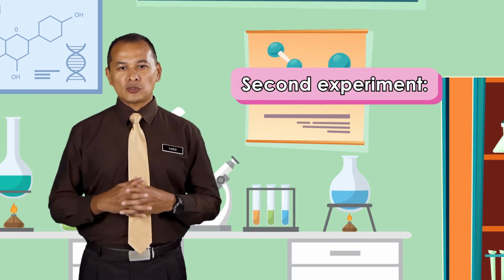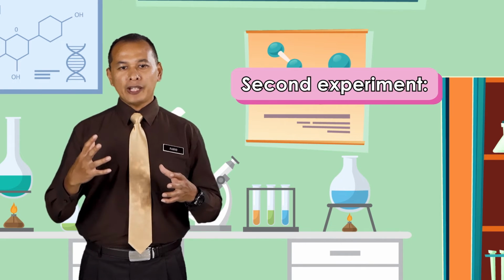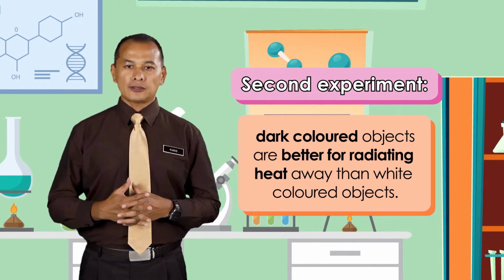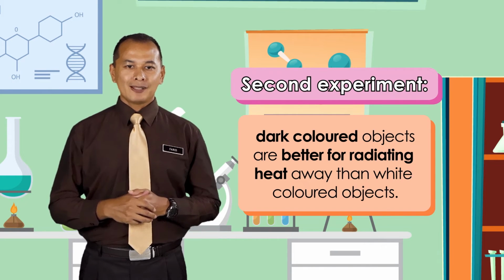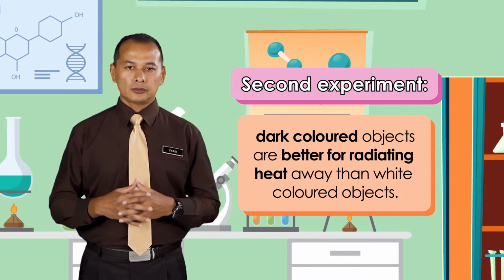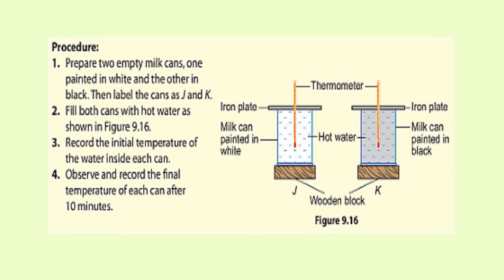Our second experiment is to find a good heat radiator. This experiment is to prove that dark-colored objects are better for radiating heat away than white-colored objects. This diagram shows both cans are filled with hot water and covered with an iron plate. The source of heat is from within.